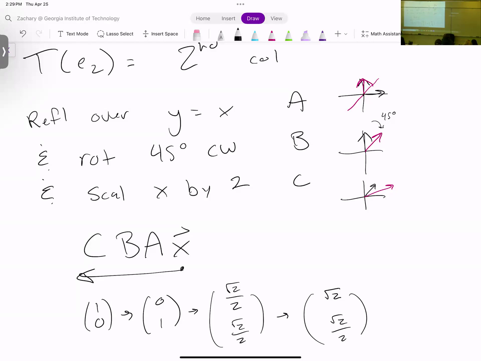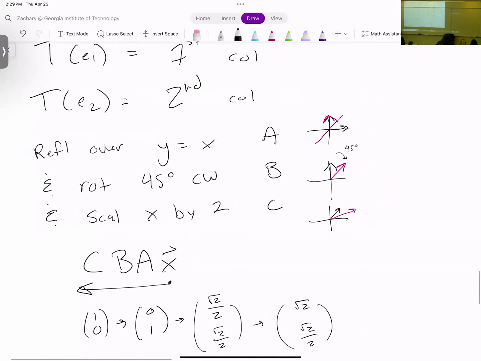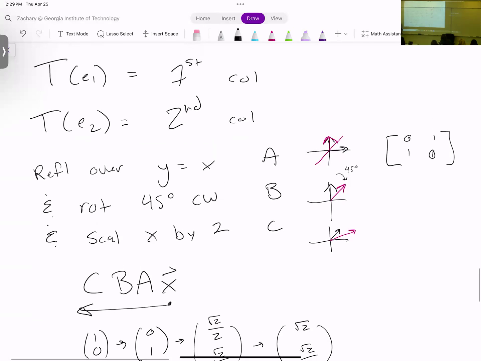You can also define your matrices A, B, and C, and then multiply them out. Totally fine way to do it as well. How I usually do those is I just think about what's changing. So here, x becomes y. What happens to the x vector? It becomes y. What happens to the y vector? It becomes x. And that is my first and second columns here. First column describes what happens to x. Second column describes what happens to y.